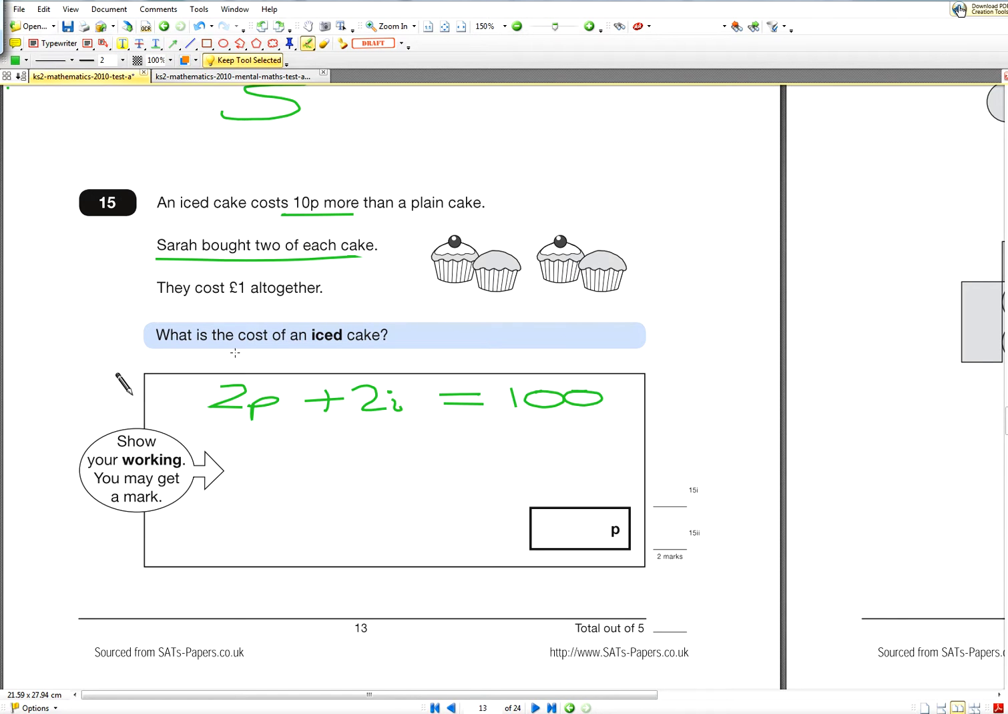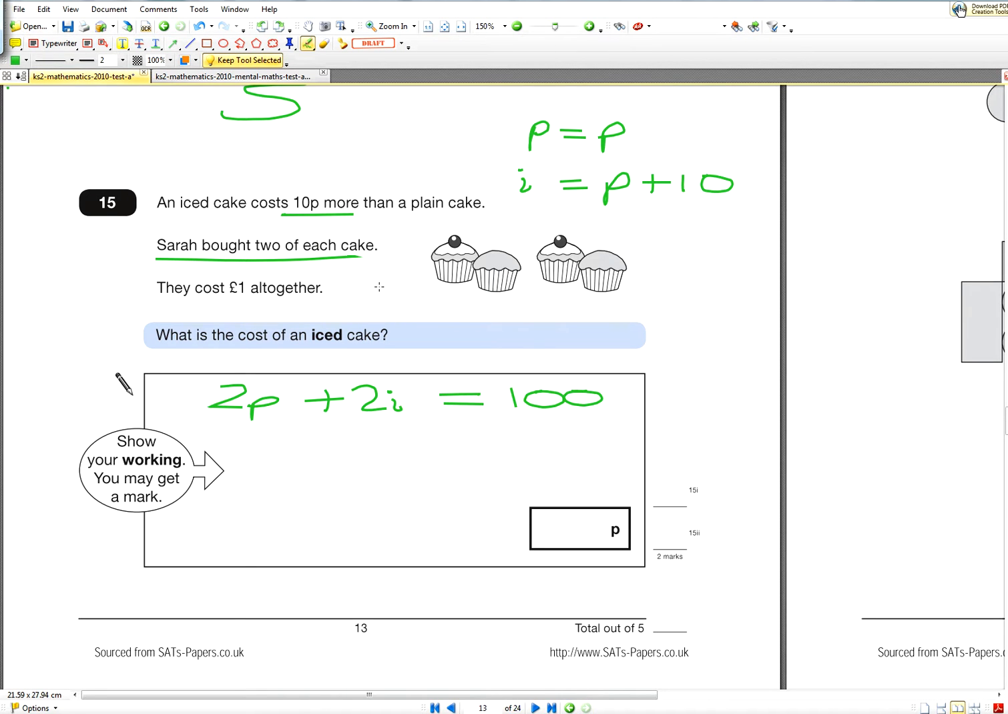Okay. What is the cost of an iced cake? Now, we know that the iced one costs 10p more than a plain one. So what did we call the plain one? We called the plain one p, didn't we? So the iced one costs 10p more. So here we go. The plain one is called p, and the iced one is 10p more. How do you say 10p more than p? P plus 10.